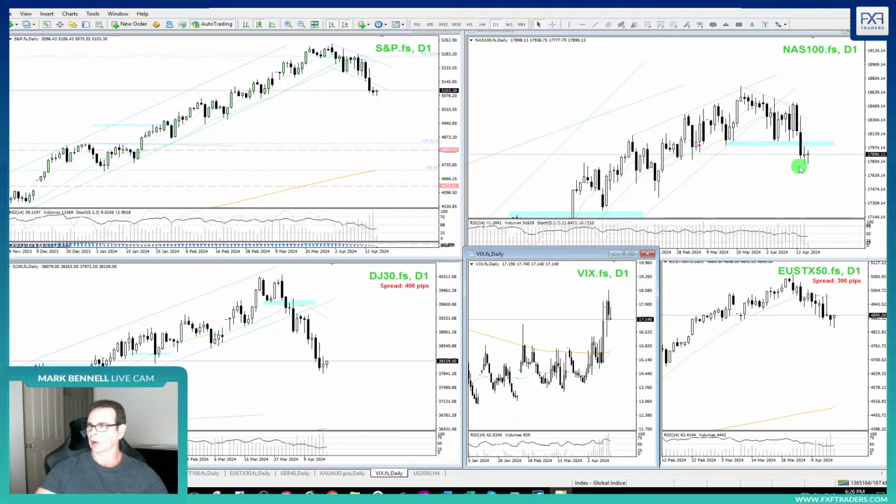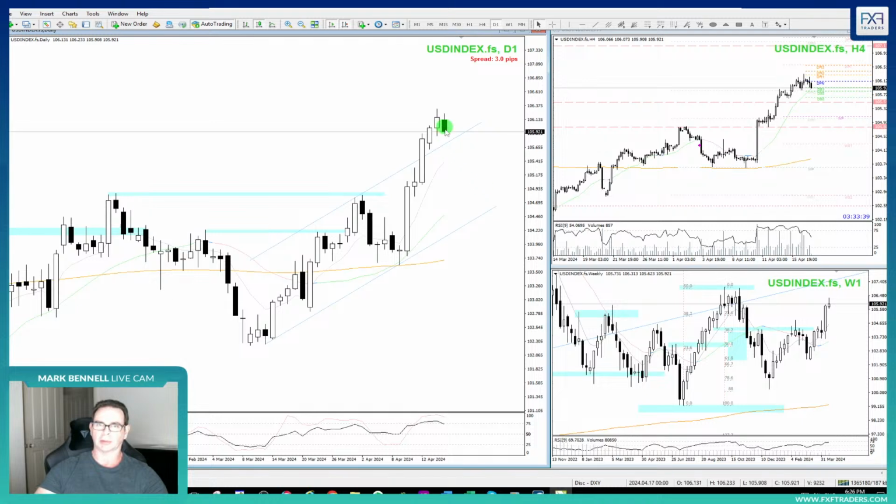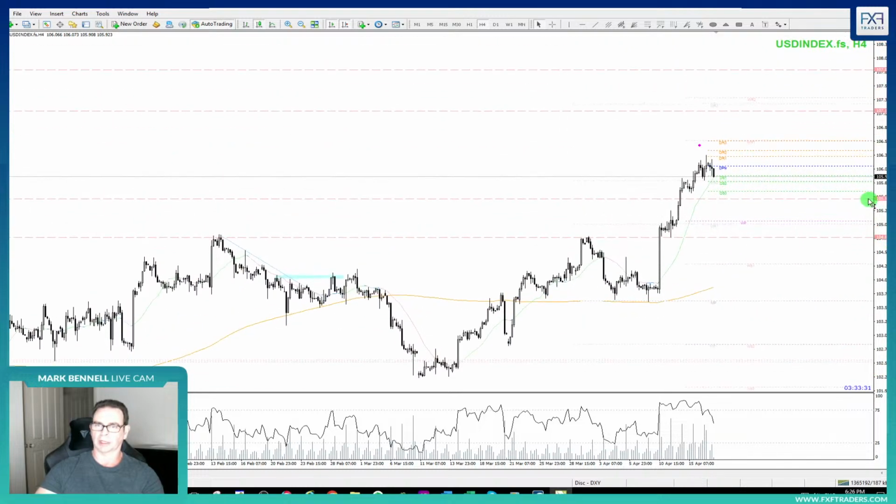Nasdaq is broken, it's holding. The VIX is kicked up. Dollar index is high, and I'm expecting this to roll. So there's a little bit of room there. So if you can get a hold of dollar index contracts.